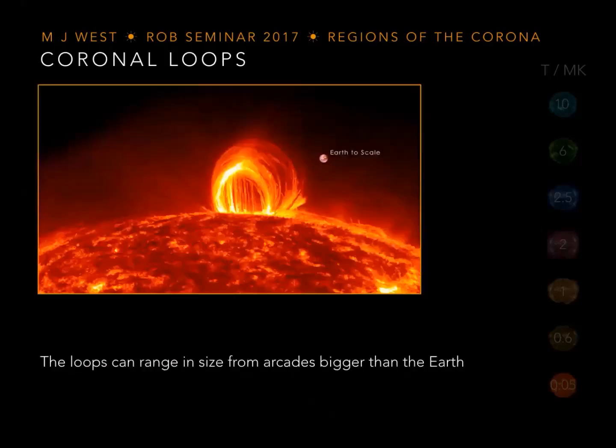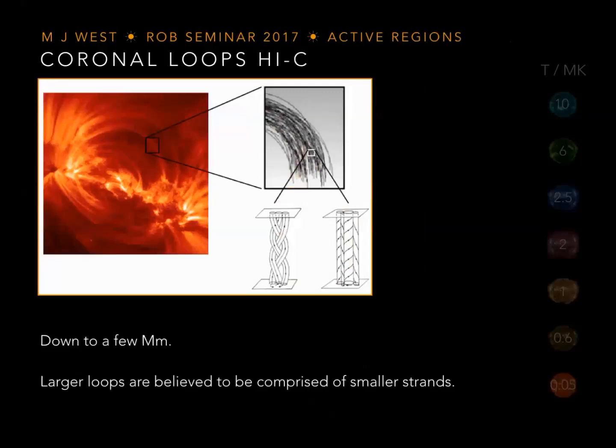As I just highlighted, these loops come in a range of sizes. I've got an arcade of loops here, and I grabbed this from the internet just to show the scale of the Earth on there. These are some of the larger loops we can see in the solar atmosphere. But generally, these loops are believed to be made of smaller strands, and loops can go all the way down to a few megameters.